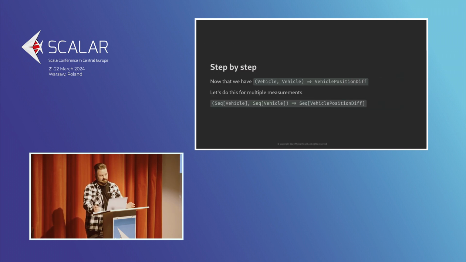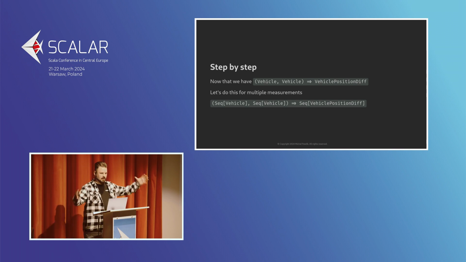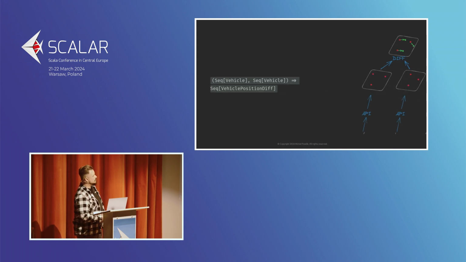This is easy. Now that we have a means to calculate the difference between two vehicles, we need to do it on the entire sets, right? So this is what the API returns, and this is what it returns after 7 seconds, and we need to produce a sequence of position differences. So if you recall the image, this is the part that we want to implement right now.